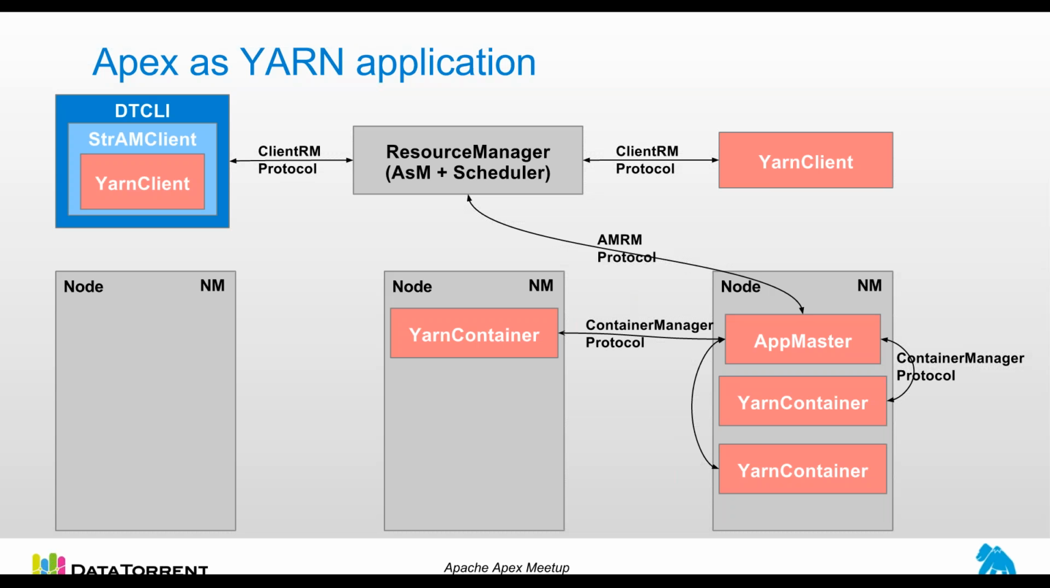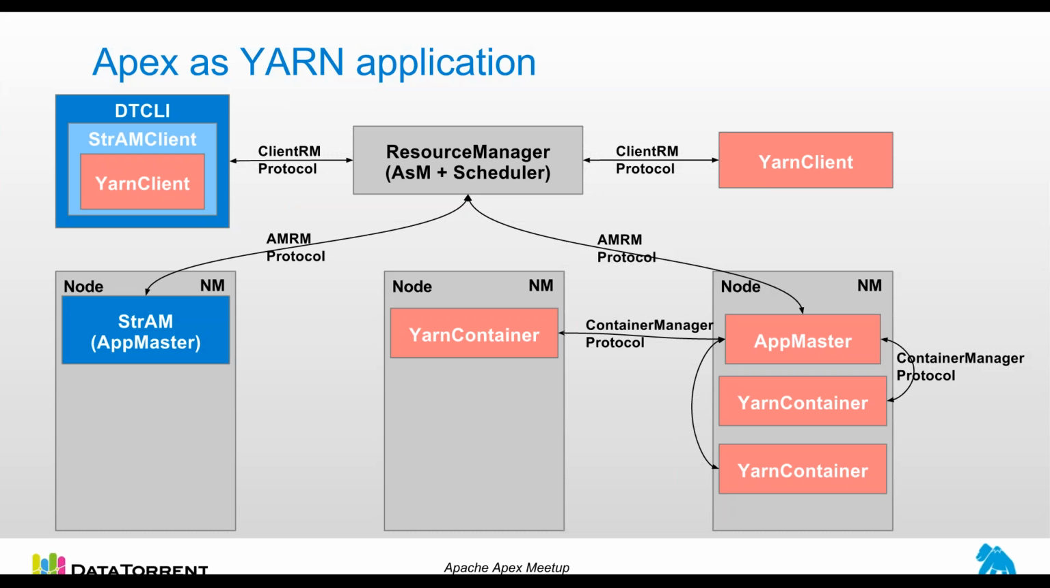Okay. DTCLI has a utility called StrAMClient, which internally has the YARN client inside that. Okay. So when DTCLI wants to launch an Apex application, it eventually uses the YARN client inside the StrAMClient to talk to resource manager over client RM protocol. Okay. And this basically sends a request to resource manager.